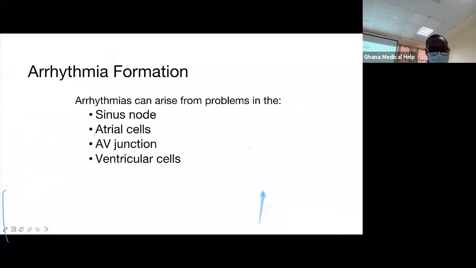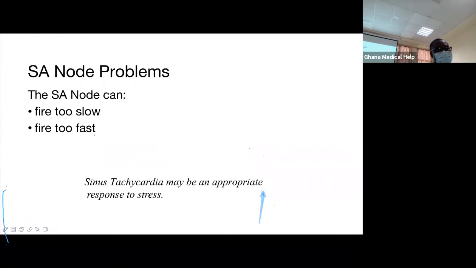So now we are going to look at abnormal things. First, arrhythmia formation. Arrhythmias can usually arise from problems in the sinus node, i.e. SA nodal problems, or the atrial cells, or the AV junction, or even the ventricular cells. So either the SA node is too slow or too fast. That is, it's either firing too slowly, what is referred to as bradycardia, sinus brady, or it's firing too fast, a tachycardia.